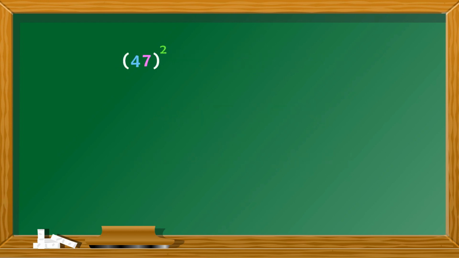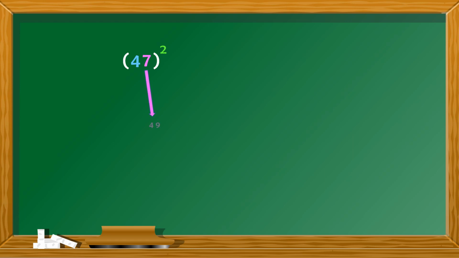Let's find the square of 47. You can see that I have used different colors for tens place, units place and for the power of number. This will help you to easily understand the flow of the trick. Consider the units place and tens place of 47 as different numbers.